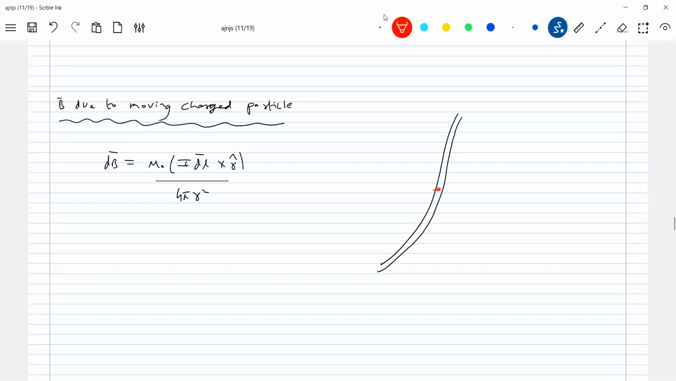If a charged particle moves in a plane, what is the magnetic field there? So I'll go back to this one: dB bar equals mu naught I dl bar cross r cap by 4 pi r square. And this was that current element. There's a wire, and this was the current element we assumed. And there's a current I. There's a position vector r cap. At this particular point P, we have defined dB bar.